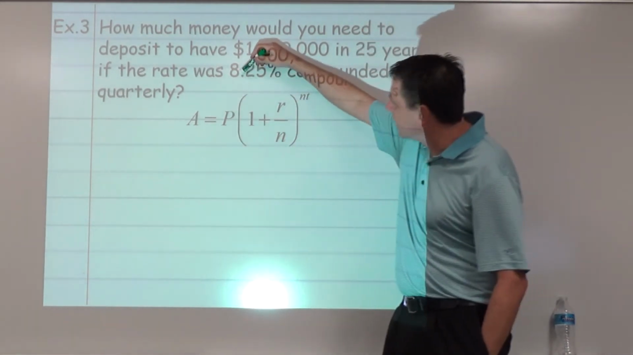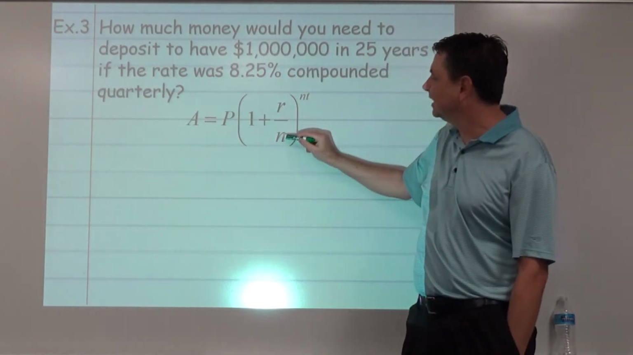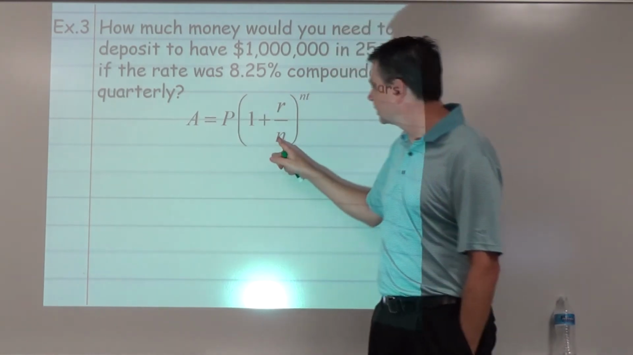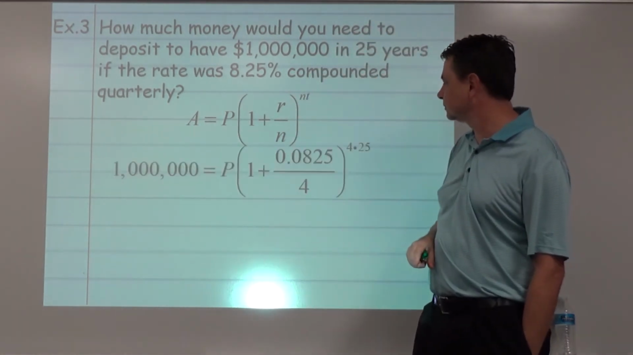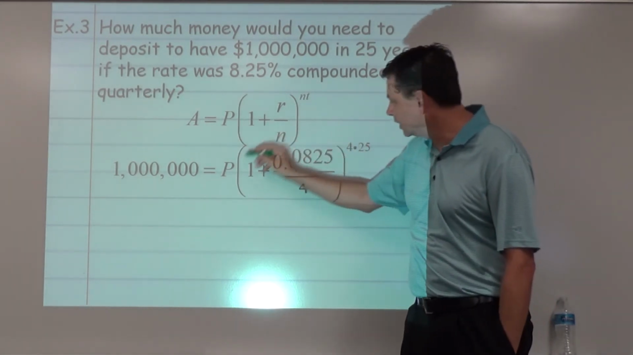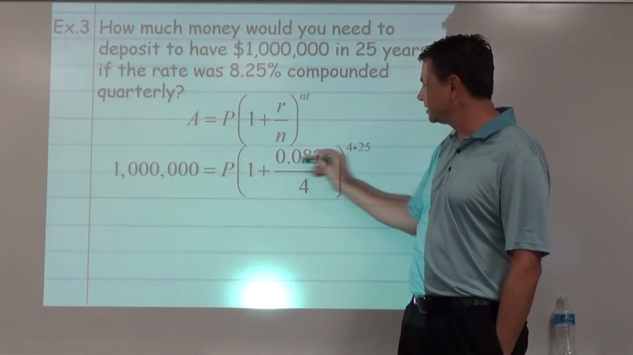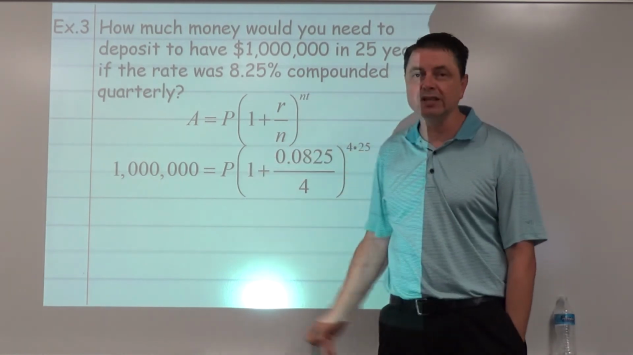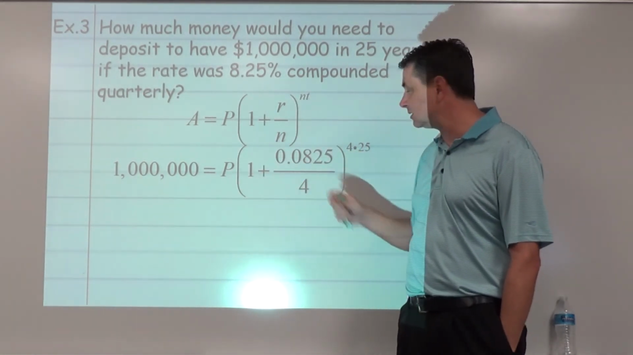Our R, we're going to slide it over 2 places, 0.0825. N is going to be 4. Quarterly means 4 times per year. That goes here and here. And then time is 25. So we probably are going to want to simplify this part here. What is 1 plus this? Don't do the exponent yet. Just figure out what's in the parentheses. That one would be a pretty easy one to type into the calculator and get that.